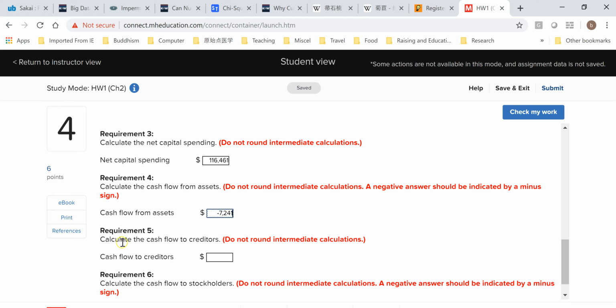Requirement 5, calculate the cash flow to creditors. In order to calculate the cash flow to creditors, we need to understand what types of cash flows creditors can get. The first type is the interest, right? For the firm, the interest is an expense, but for the creditors, it's part of their income.